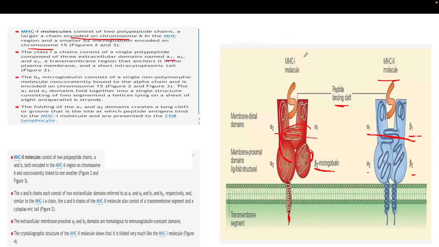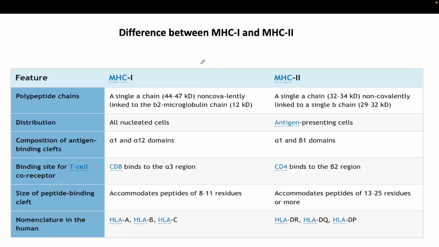And this MHC1 molecule presents the peptide to CD8, and this MHC2 molecule presents the peptide to CD4. So there is the difference between MHC1 and MHC2.